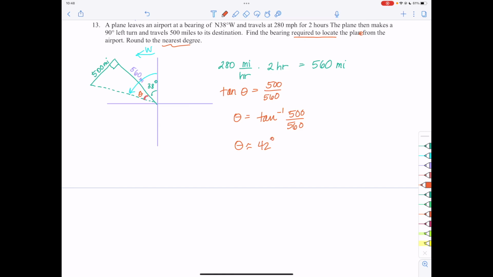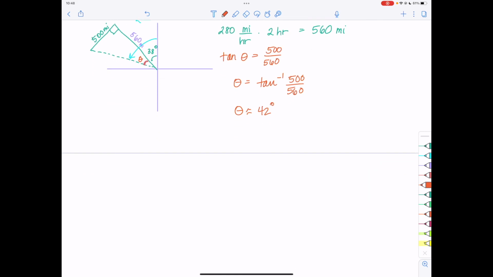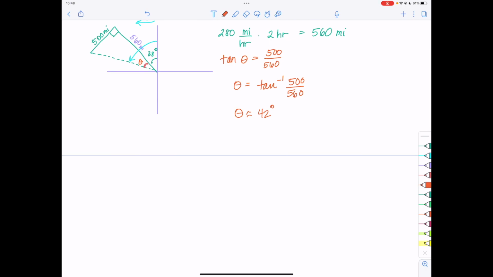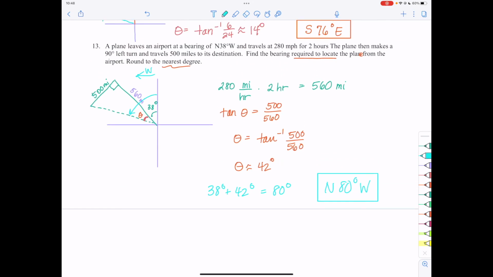Okay, so now what do we need? We are going to take 38 degrees and add 42 degrees, and we will come up with 80 degrees. So we are north 80 degrees west. And that concludes this section.